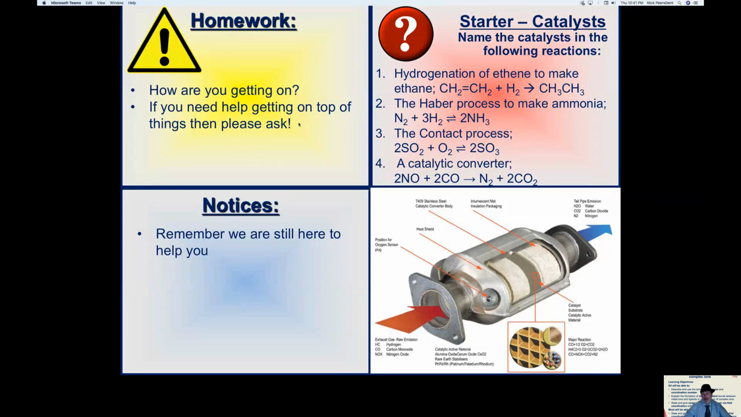Okay, so we are now looking at 24.2, complex ions and their shapes, and what on earth is a complex ion?